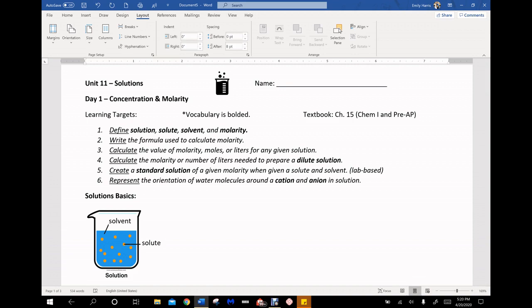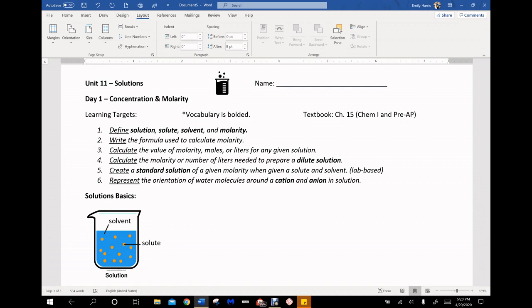I hope you had some good experience with the sugar and salt simulation yesterday, which gave you an intro as to how different compounds can dissolve. Some dissolve as entire molecules, while others dissolve by breaking apart into ions. Now what we're going to do is step back and take a broader look at what a solution is, as well as how to do some important calculations about solution concentration and dilution.